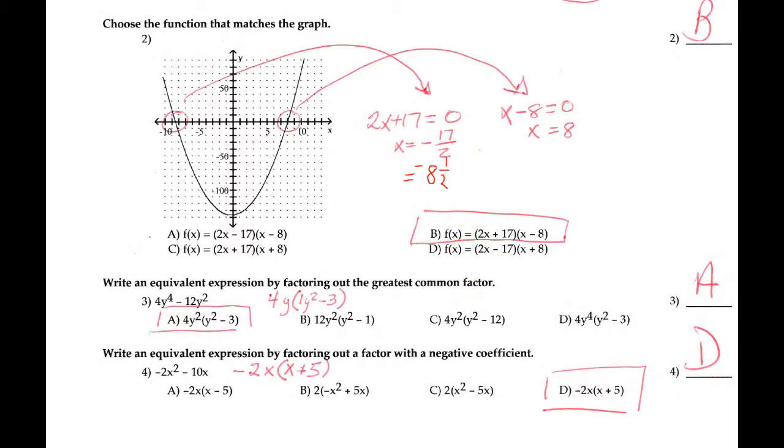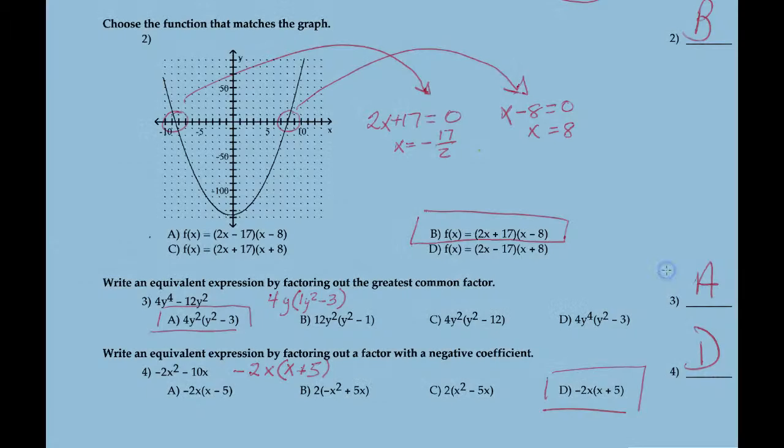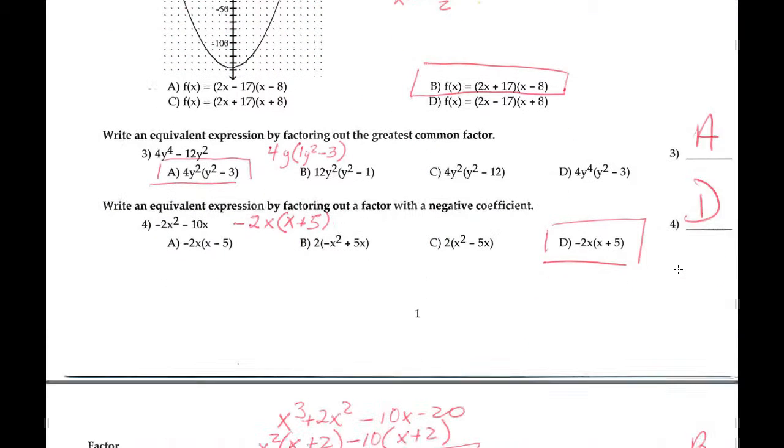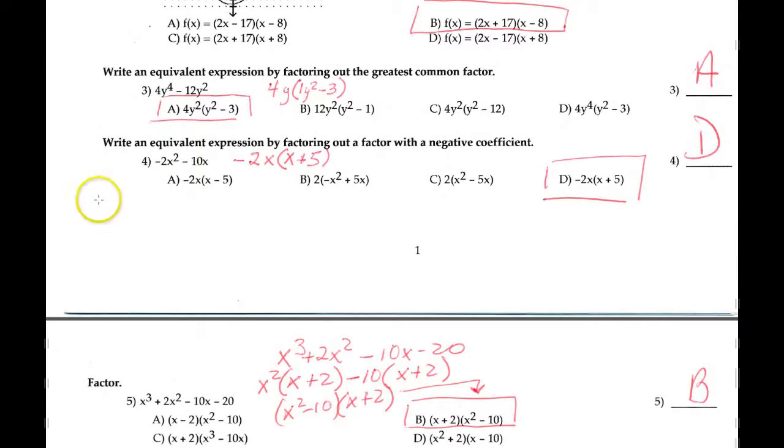Okay, next one. Write an equivalent expression by factoring out the greatest common factor. So as we look at this, we could take a 4 out of each term and a y to the second out, which is what I've done here. Generally, you don't put the 1, and there's your answer.